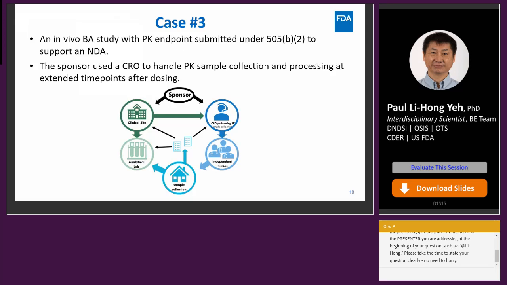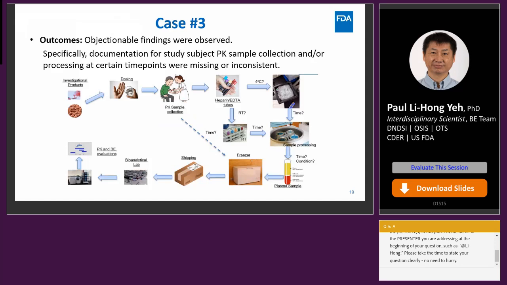It is an in vivo BA study with PK endpoint submitted under 505(b)(2) to support an NDA. The sponsor used a CRO to handle PK sample collection and processing at extended time points after dosing. After inspection, objectionable findings were observed. Specifically, documentation of the study subject's PK sample collection and/or processing at certain time points were missing or inconsistent.